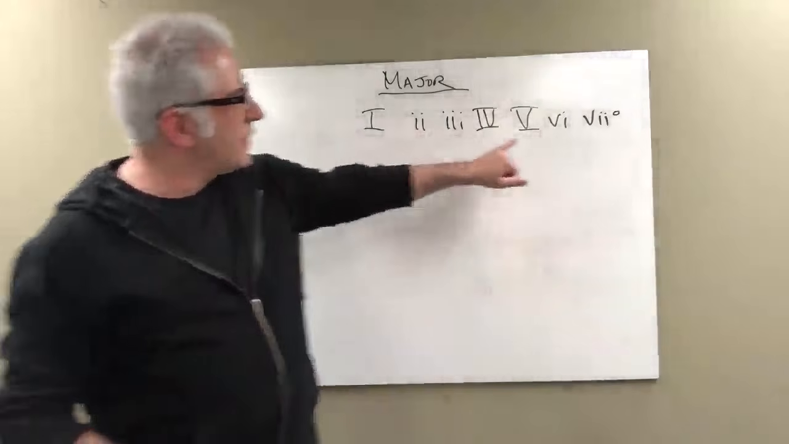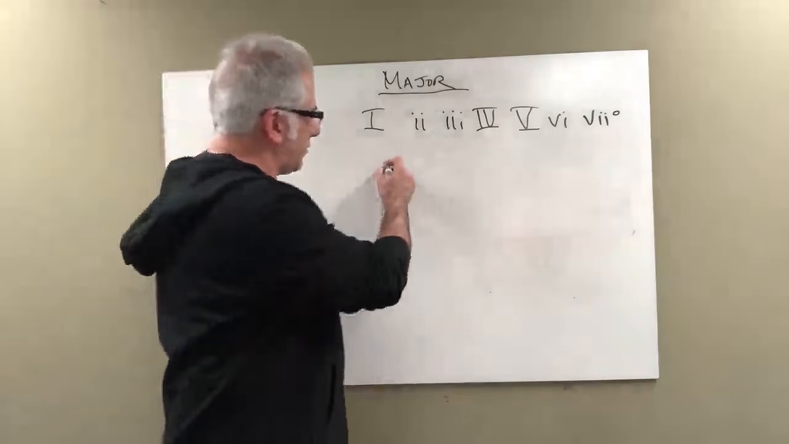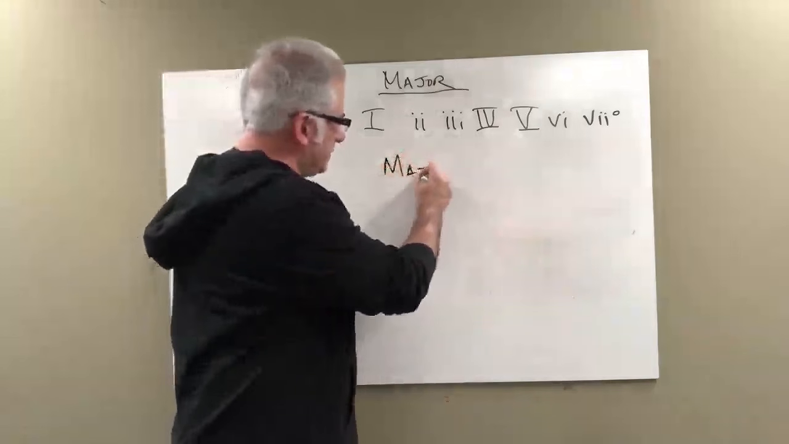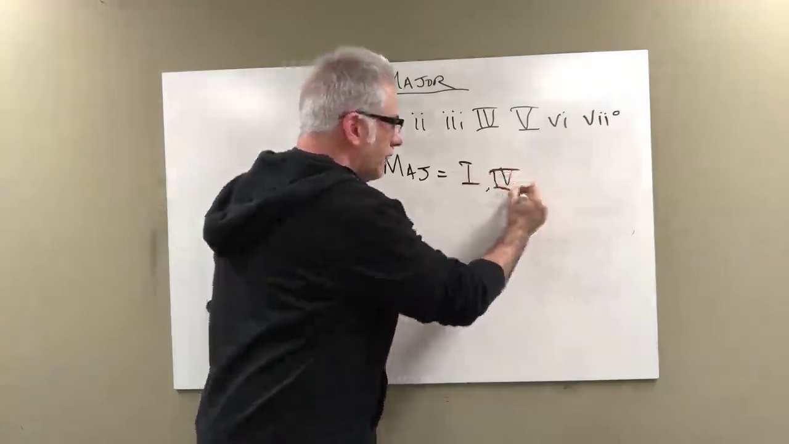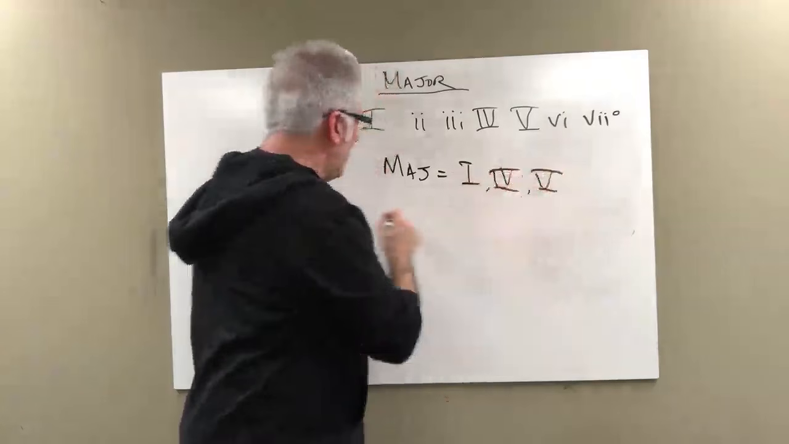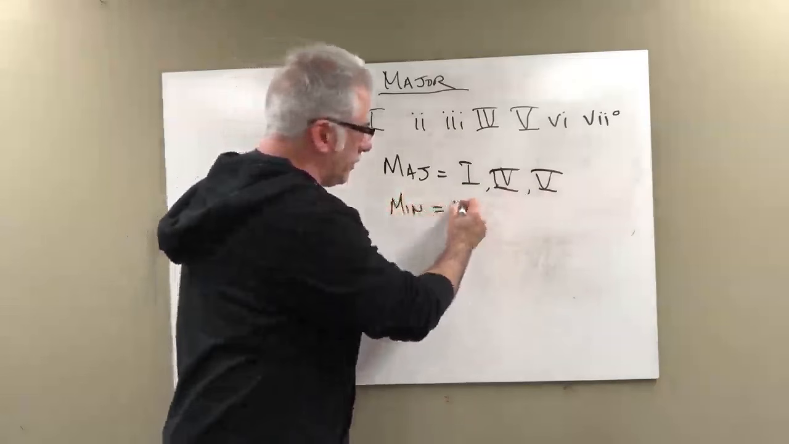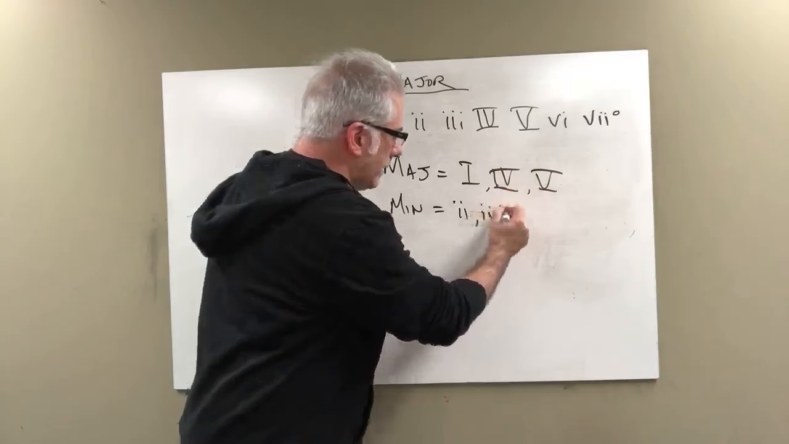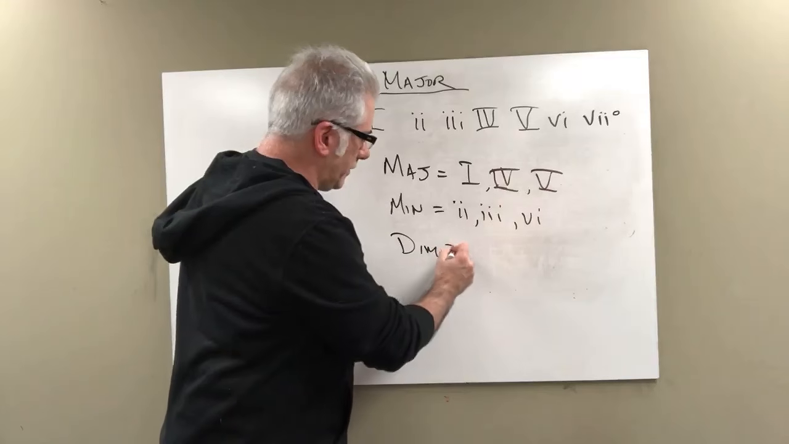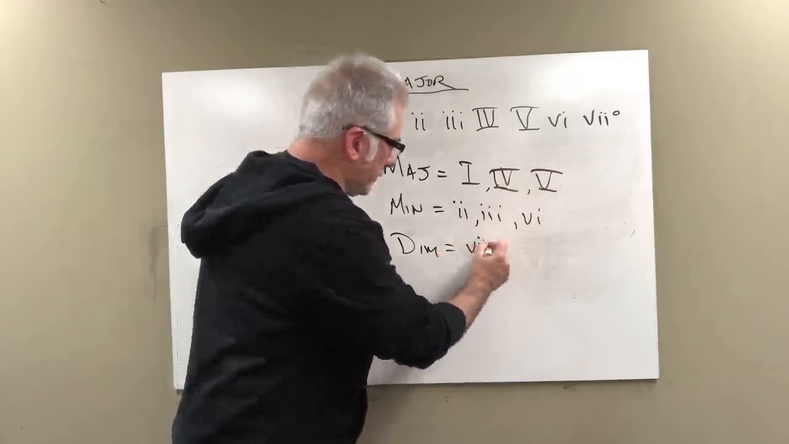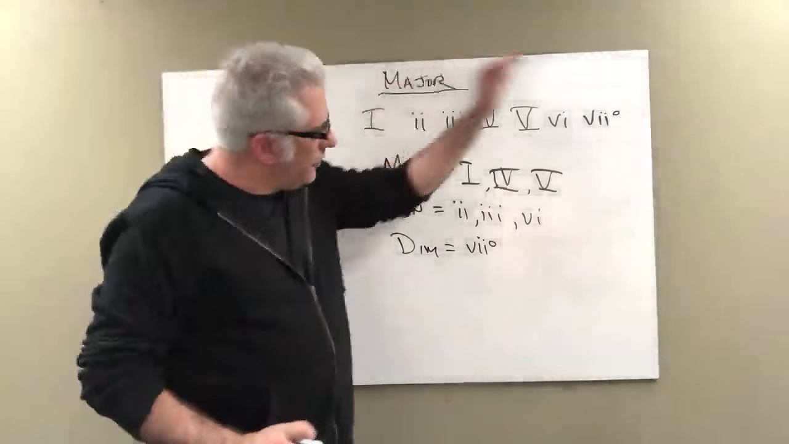Your 2, 3, and 6 chords are minor chords. I like to memorize them in groups. So I say major: 1, 4, 5. Minor chords in your major key are 2, 3, and 6. And then there's a diminished chord, which is your 7th chord. We'll talk about the use of that. These are major keys. This is important.